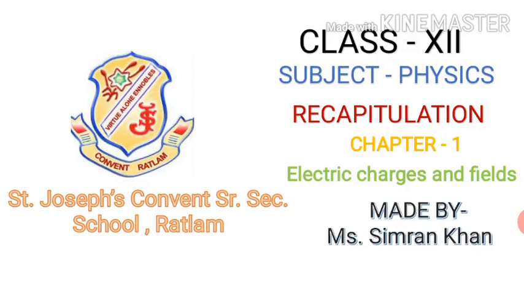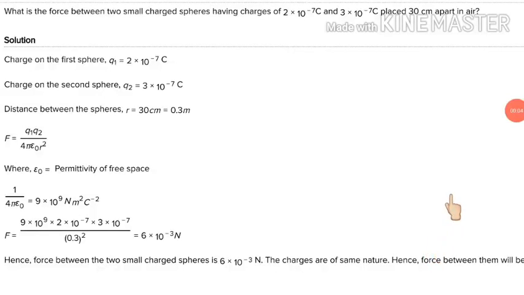Hello students, today we will be discussing a few numericals based on chapter number 1, that is electric charges and fields. Question number 1 is, what is the force between two small charged spheres having charges 2 into 10 to the power minus 7 coulomb and 3 into 10 to the power minus 7 coulomb placed 30 centimeter apart in air?